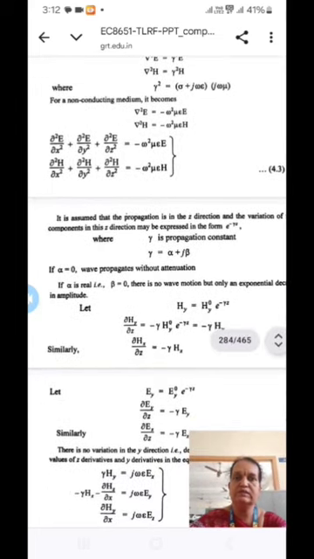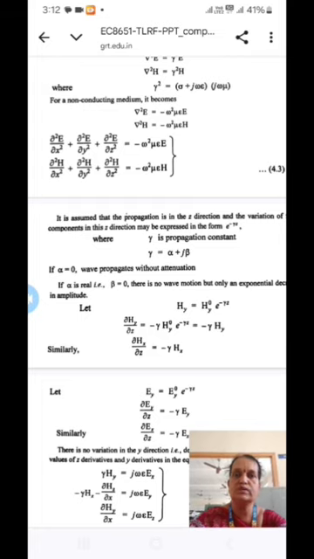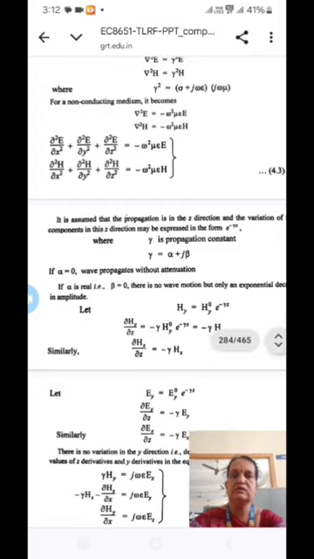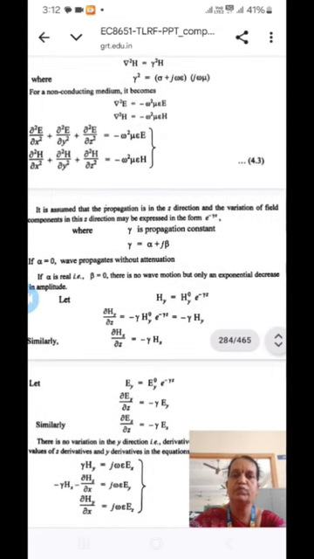So I get two equations: del square E is dou square E by dou x square plus dou square E by dou y square plus dou square E by dou z square equal to minus omega square mu epsilon into E. Similarly for H, del square H is dou square H by dou x square plus dou square H by dou y square plus dou square H by dou z square equal to minus omega square mu epsilon into H. This set of equations is named 4.3.